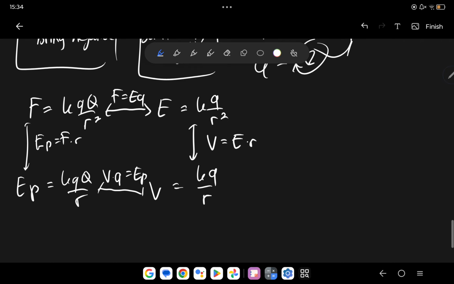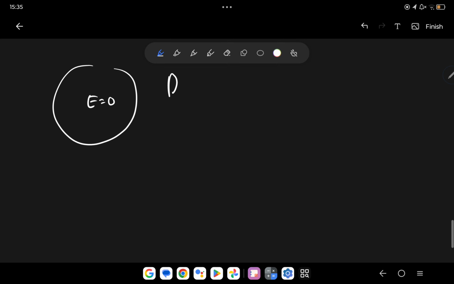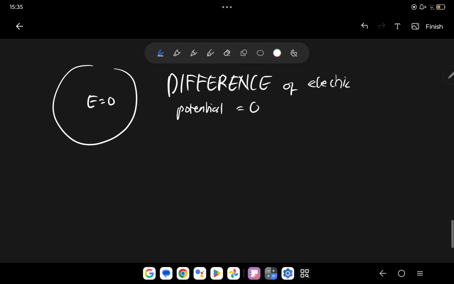Okay. So imagine we have a ball. Again, remember the inside is equal to 0. So the difference of electric potential is equal to 0, which means if we have an electric potential here, it's going to be the same here.